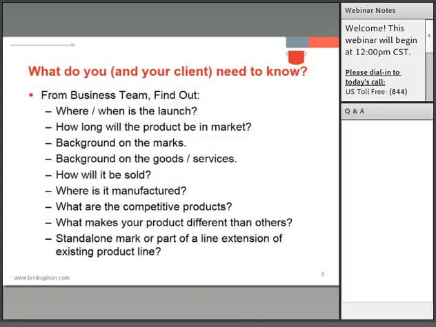So the basics, when you're starting any kind of a worldwide search or launch, what you want to know from the clients are several things. And a lot of this is pretty basic, like where and when is the launch. And when we say when, is this going to be a national product? Is it going to start in the U.S.? Where else is it going to go? And when? How long will the product be in market?